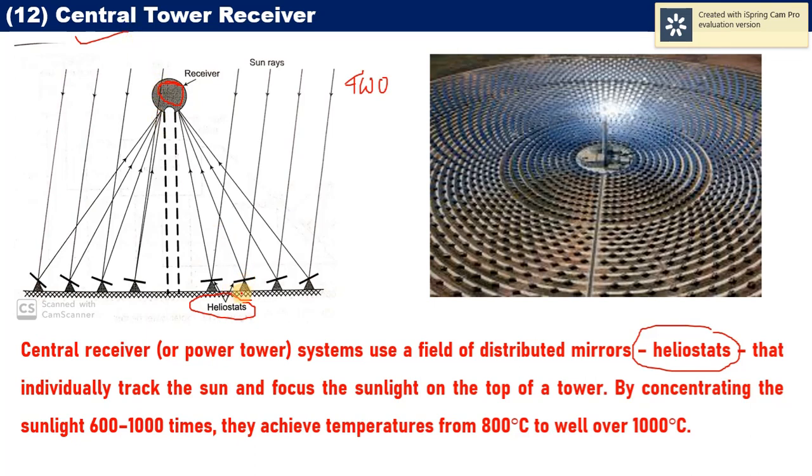All these heliostats, that means the mirrors mounted on supports, have two axis tracking. These are generally used in solar power plants to generate electricity. Here we can concentrate the sunlight about 600 to 1000 times, and achieve temperatures in the range of 800 degrees Celsius to 1000 degrees Celsius. So this is the central tower receiver.